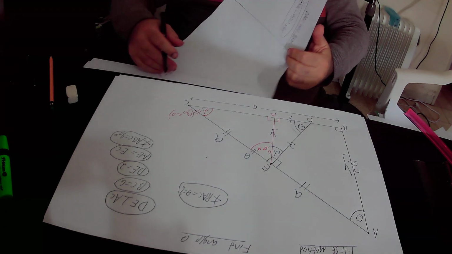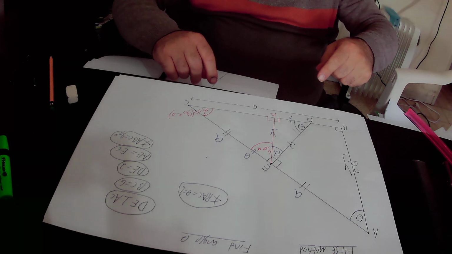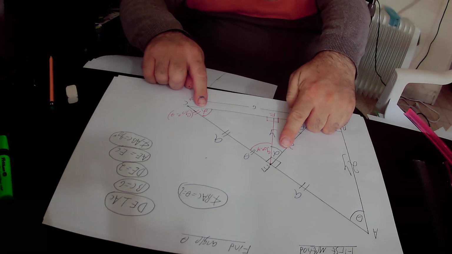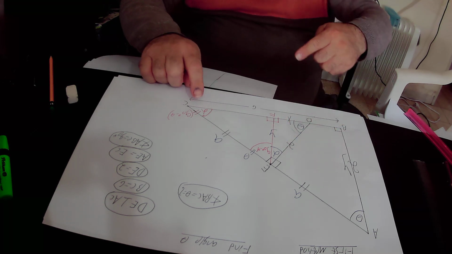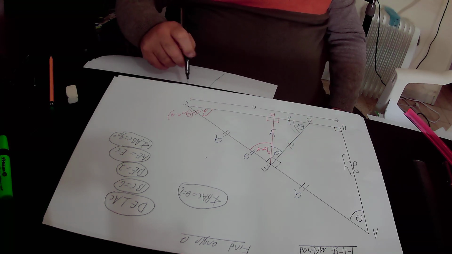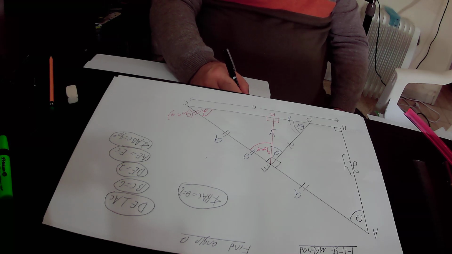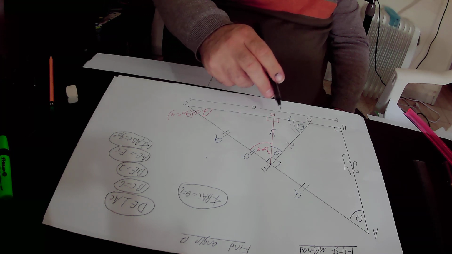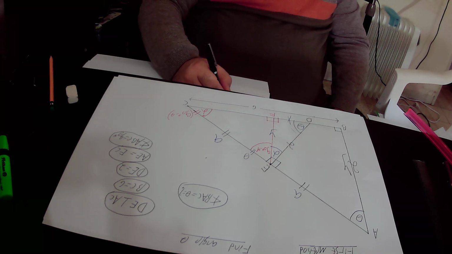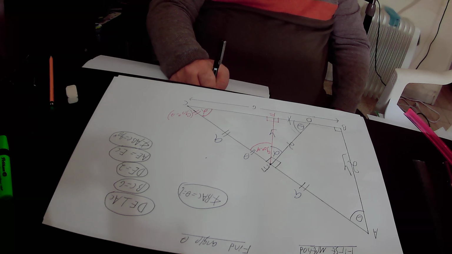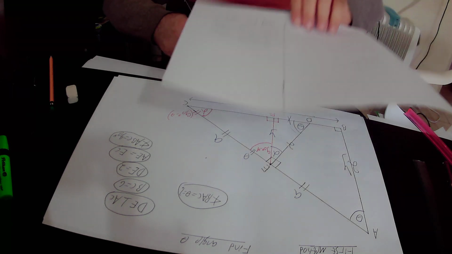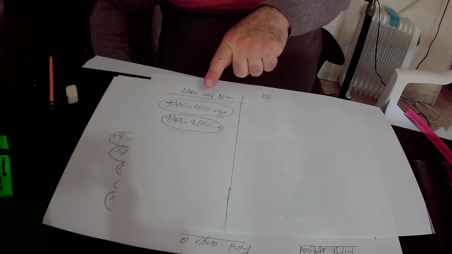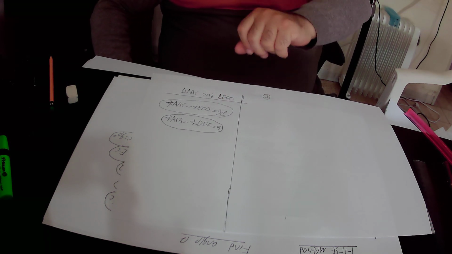In addition, we have those two angles, they are both equal to alpha, therefore they are equal to each other. So angle ACB is equal to angle DEF, this angle, and they are both equal to alpha. I'll repeat again: angle ACB equals angle DEF, and they are both equal to alpha.